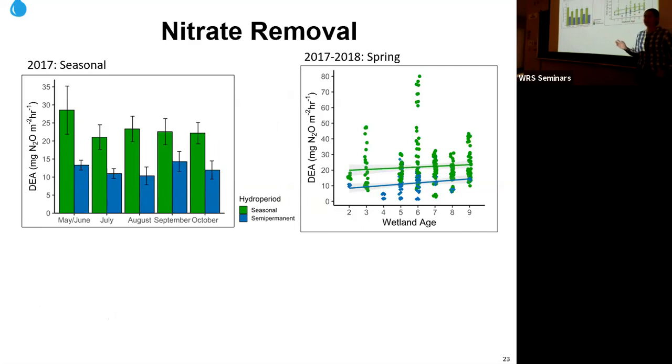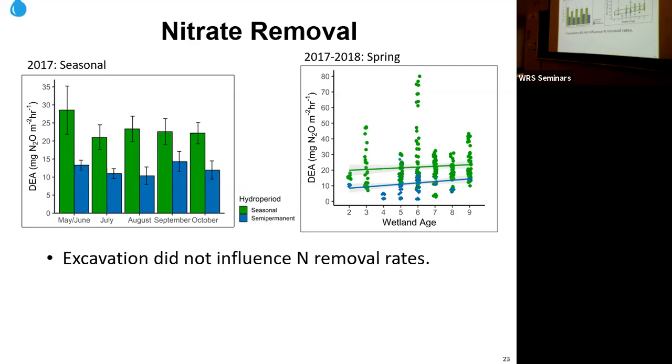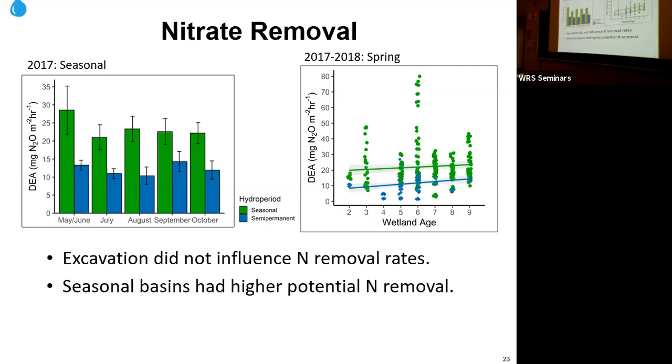So it turns out, I already changed the slide, so you can see that there is no effect of excavation on denitrification rates. It's like nothing. There's no effect, okay? But the hydroperiod did affect denitrification rates. So seasonal basins tended to have higher denitrification rates, which is kind of cool because, again, this would sort of corroborate this notion that we have these flipping redox conditions.